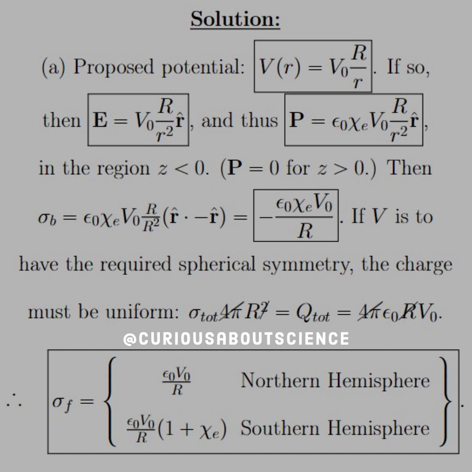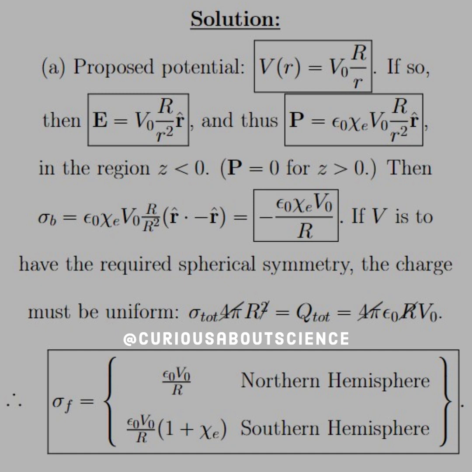Moving forward, let's note that this is all, again, in the region of z less than 0. Since there's no dielectric material above z equals 0, P is equal to 0 above it. So then we can just calculate the bound charge with P dot n hat. Here n hat is just negative r hat, so that's how we get the negative in there. If V is to have the requirements of this spherical symmetry, the charge must be uniform, so we spread that charge out throughout the whole sphere.